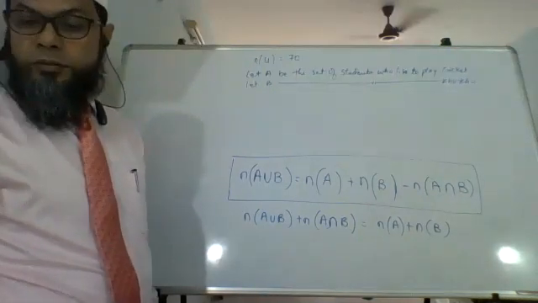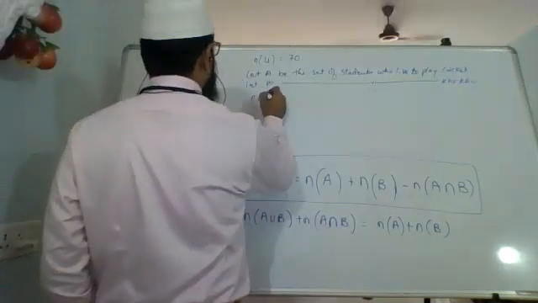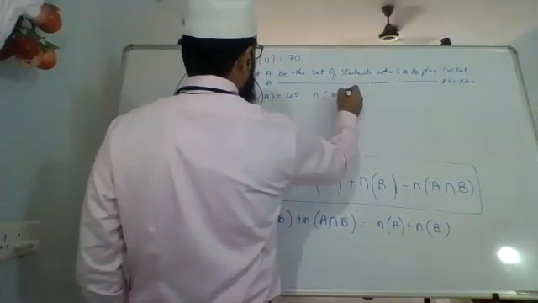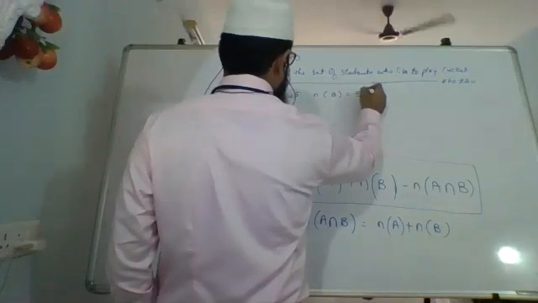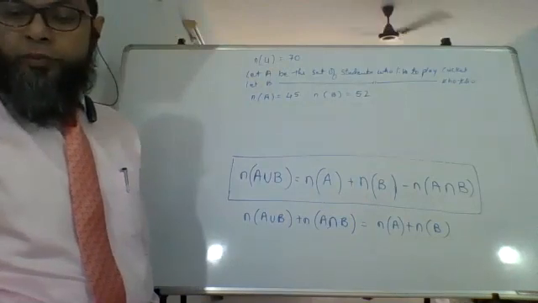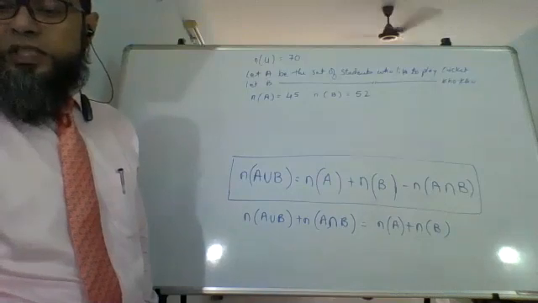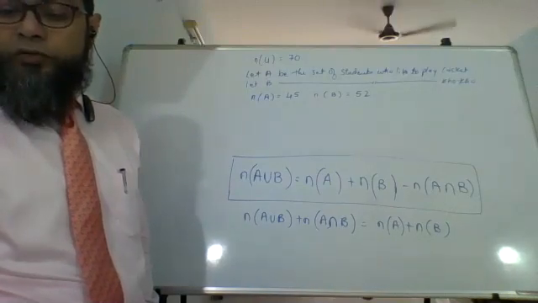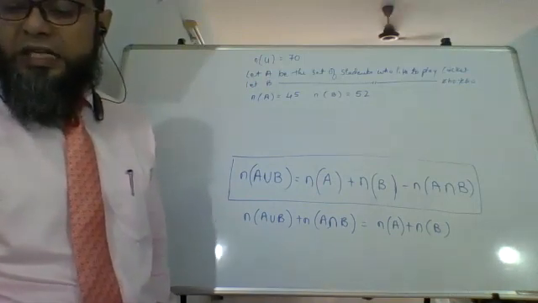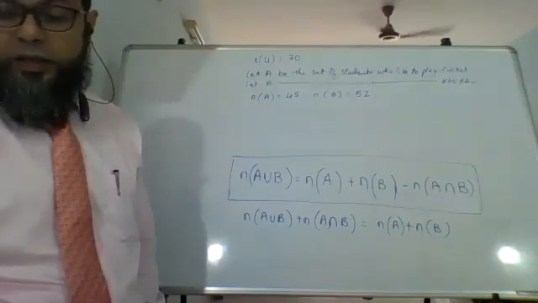Okay? Now, what is given to us? How many like to play cricket? N of A is 45. N of B is 52. This is given to us. All the students like to play at least one of the two games. This is also given to us.